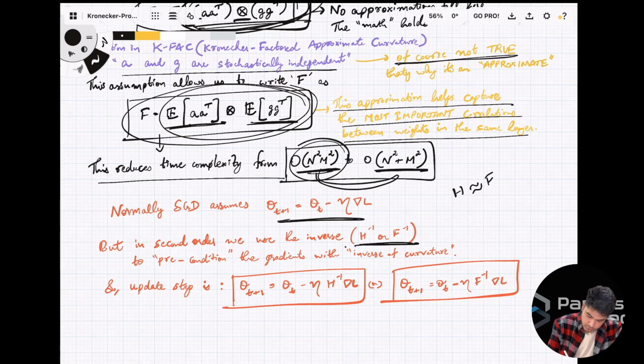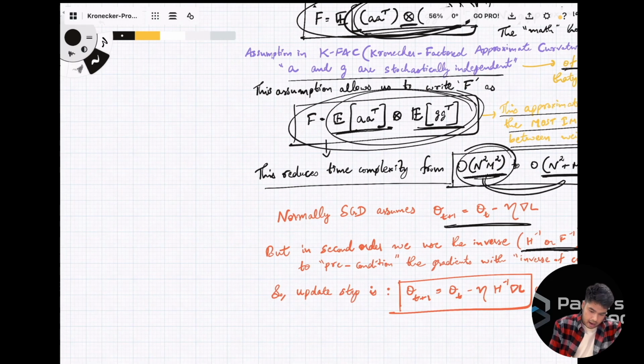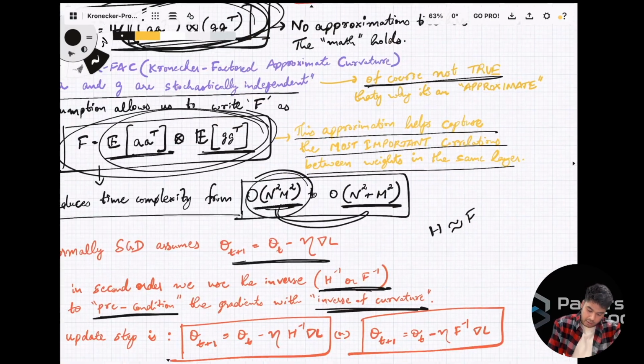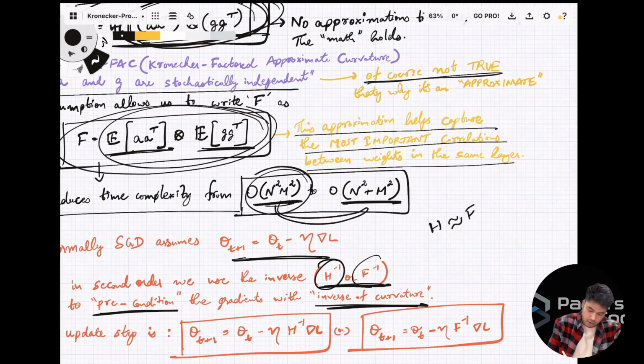In second order, we use the inverse of H and F. And what happens is we precondition the gradients with the inverse of the curvature. We need to calculate the inverse of your Hessian or your Fisher.